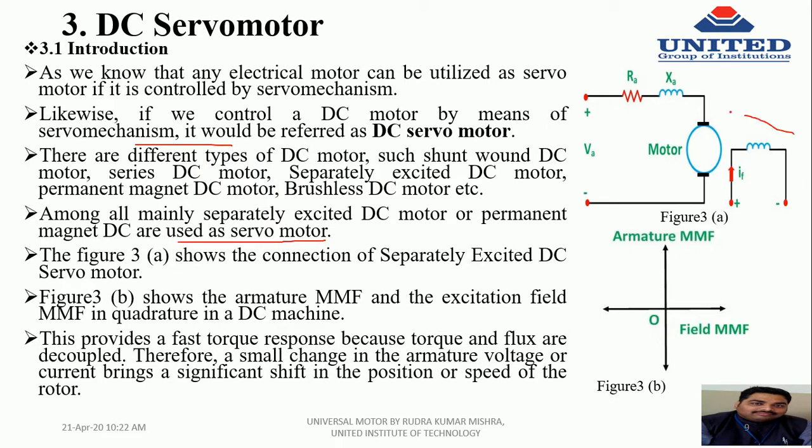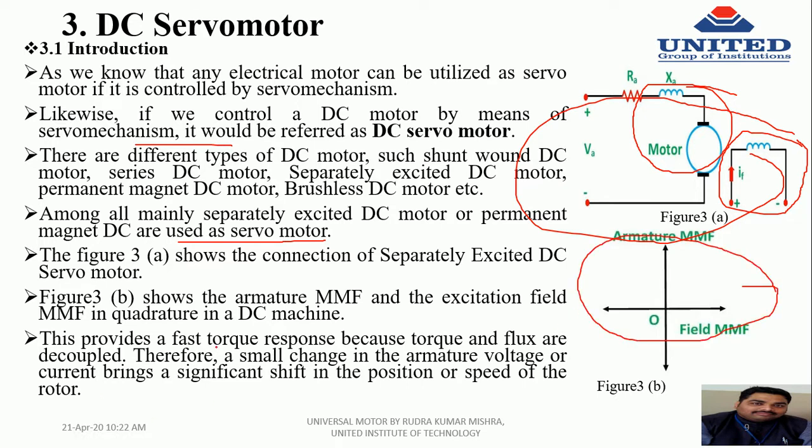Figure 3a shows the connection of a separately excited DC servo motor. This is a separately excited field winding, this is the armature winding. Figure 3b shows the armature EMF and excitation field EMF quadrant in DC machinery.